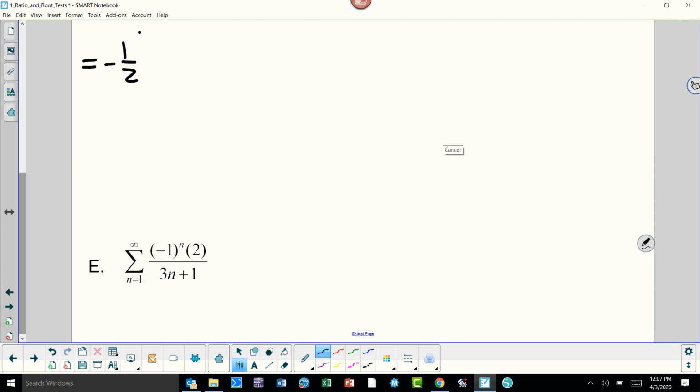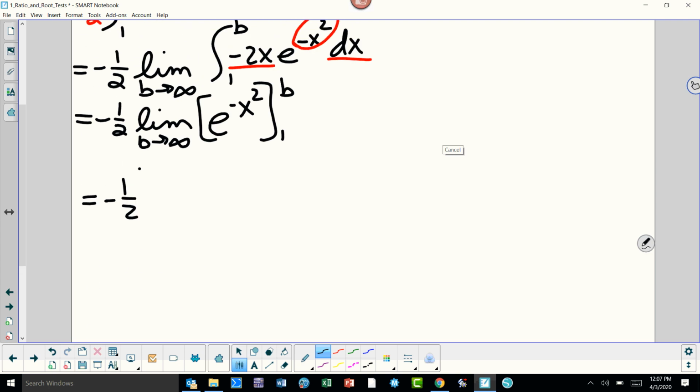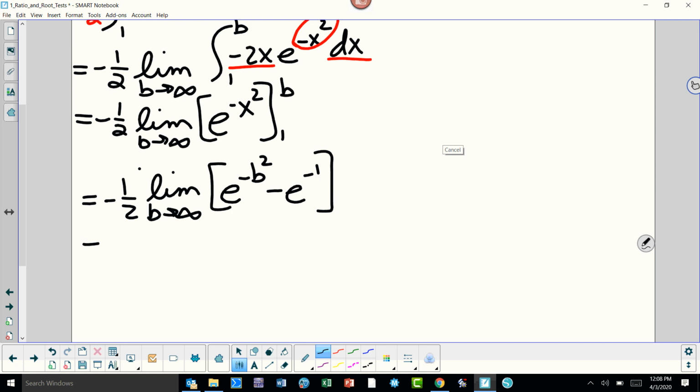Go ahead and extend the page so it doesn't keep bouncing. And then I still can't do the limit yet because remember I have to substitute. So I'm going to have e to the minus b squared minus e to the minus 1. And so that's negative 1/2 times.